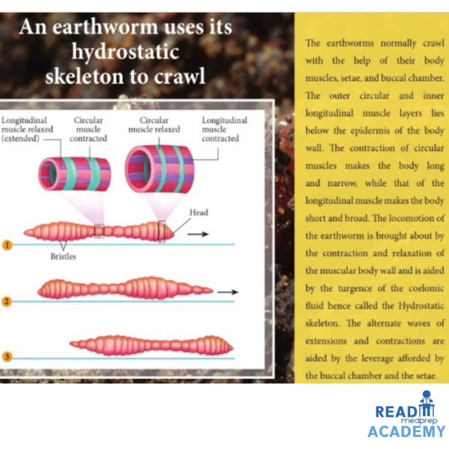In the image on the left side, you can see that when the longitudinal muscles are relaxed and the circular muscles are contracted, the body becomes narrow and extended. When the circular muscles are relaxed and the longitudinal muscles are contracted, the body becomes increased in size and shorter. In the image, you can see the movement of the various segments of the earthworm.